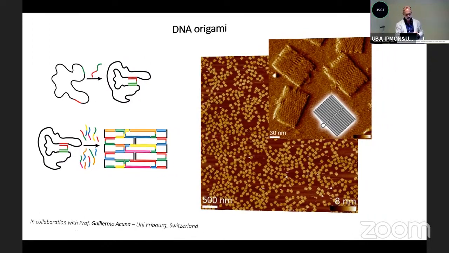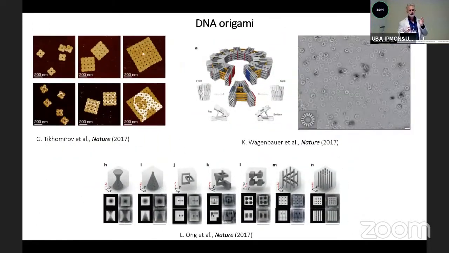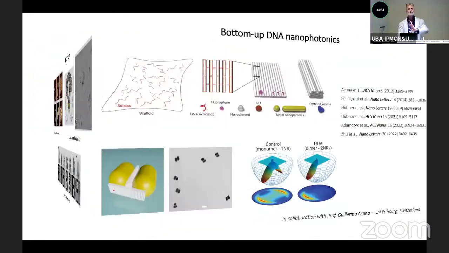Okay? So there are groups around the world that work on designing origami in very complex structures. Like you can see these nano machines, all these three-dimensional structures, or combining different DNA origami to form larger structures, like in this case. So these are examples from other groups, just to show you that you can do many things with DNA origami these days. But in our case, we do very simple stuff.